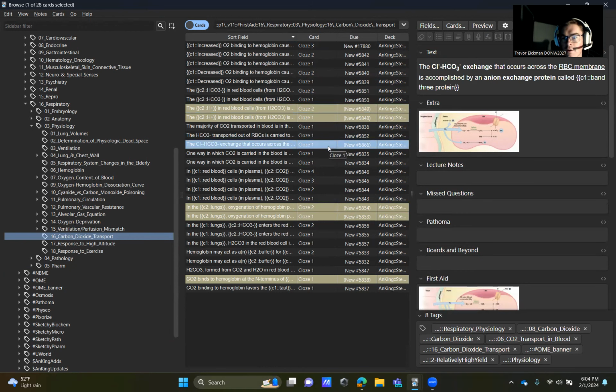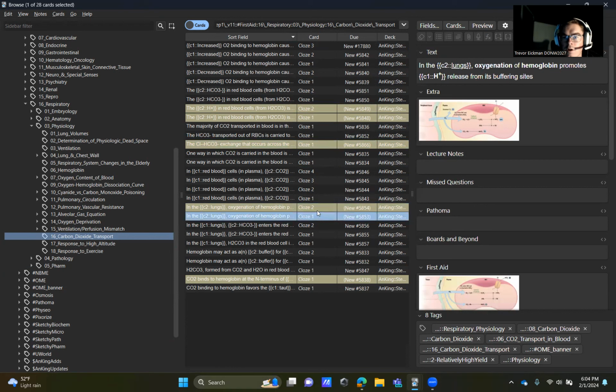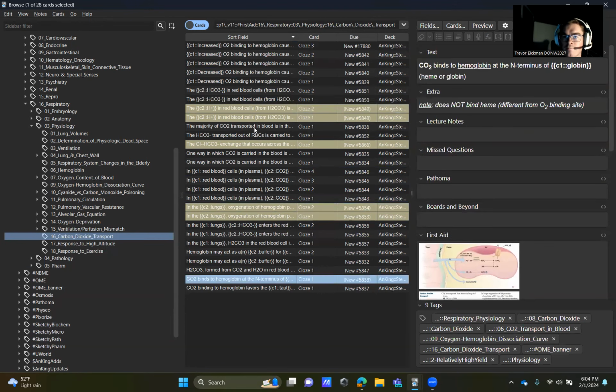And then this card here, because we didn't have to know it's a band 3 protein. And then these two cards here, talking about the oxygenation of hemoglobin promotes acid release from its buffering sites, or proton release. And then the second from the bottom, that where CO2 binds on the globin. I didn't feel like I needed to know that.